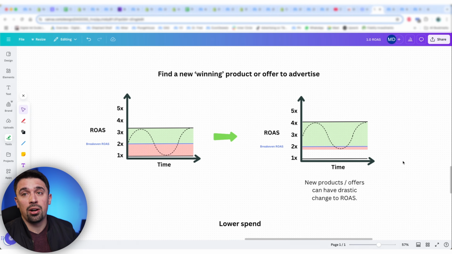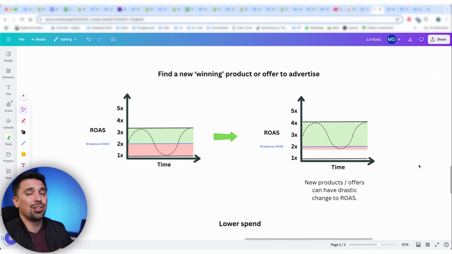For those of you that are drop shipping, you can find a new product, or not even only drop shippers. If you're manufacturing products, or if you have a large catalog of products, you may need to find another product that has a higher demand, right? That is more in demand than what you're currently advertising, right?